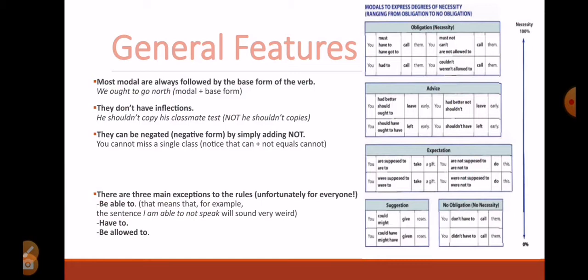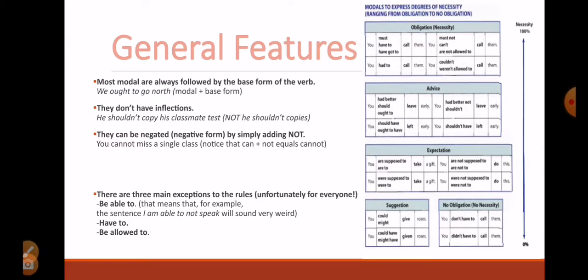They don't have inflections. Modal verbs don't have inflections. It means after the modal verb, you don't add anything to the main verb, especially when you're talking about a present or future situation. For example, he shouldn't copy his classmate's test, not he shouldn't copies. Even though the subject is he, we don't add ies to the verb copy, because with modal verbs that's not possible. Also, modal verbs can be negated, and we form the negative by simply putting not after the verb, like can, cannot, may, may not, and so on.